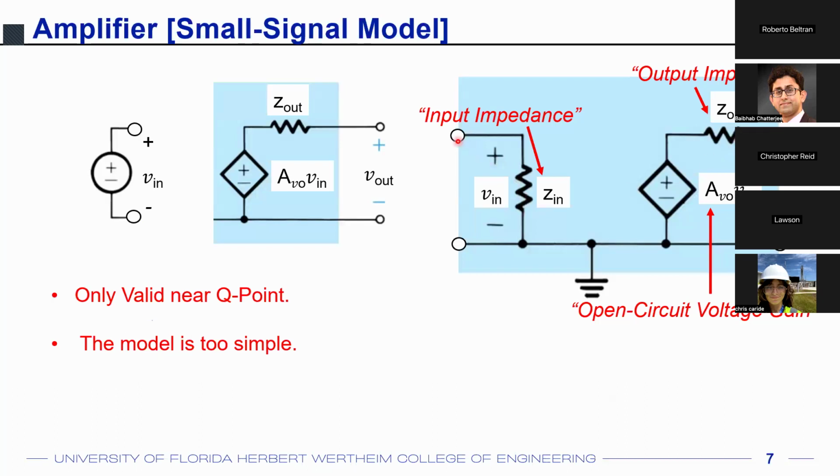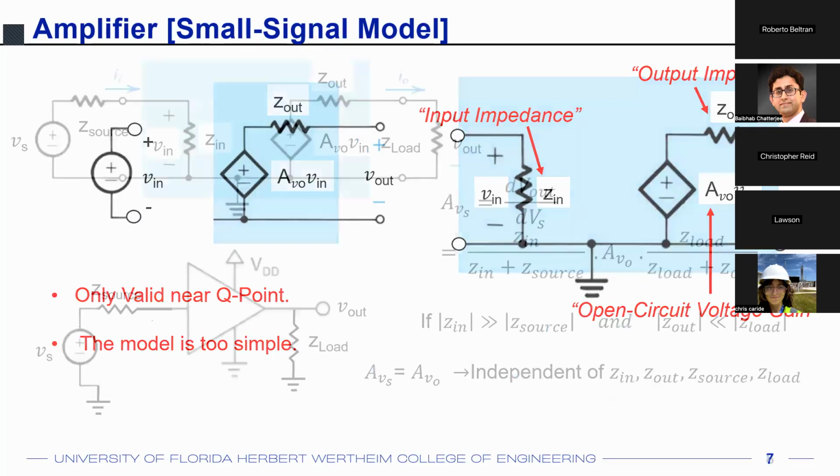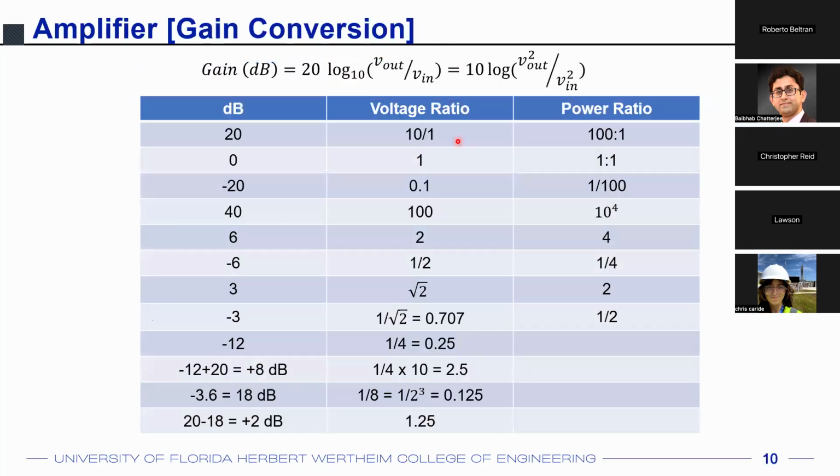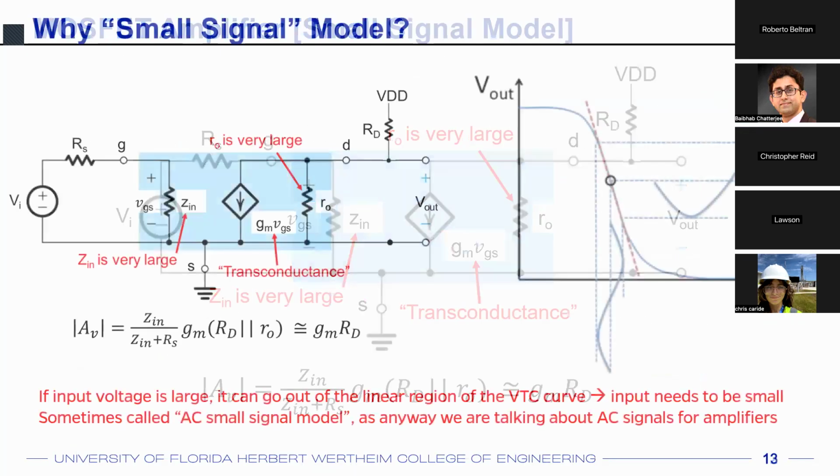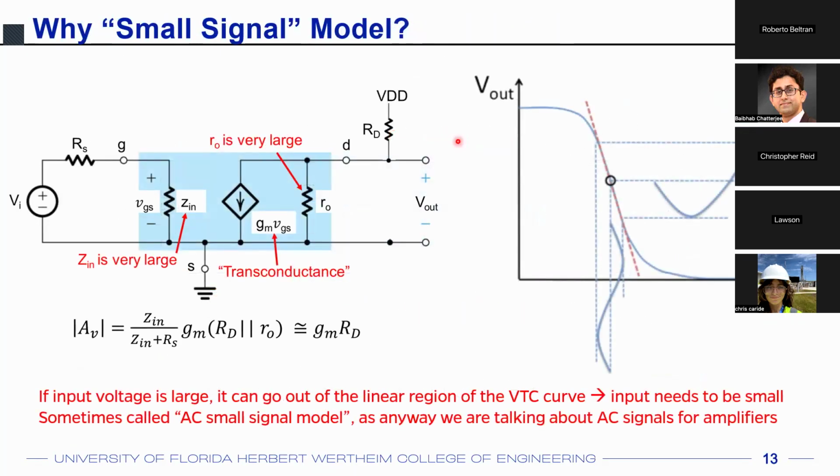Now, this is a small signal model, which means that small signal generally means AC. So maybe I can jump a few slides here. Why is it called a small signal model? It is called a small signal model because look at the right-hand side diagram. It's again your VTC, your voltage transfer characteristic.